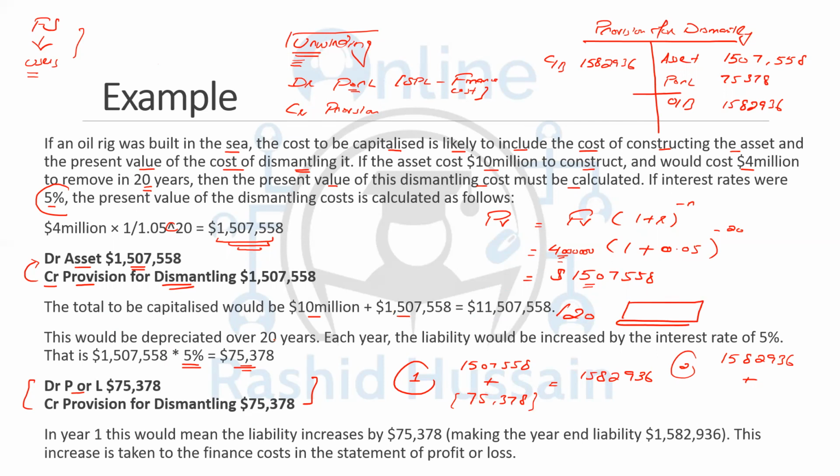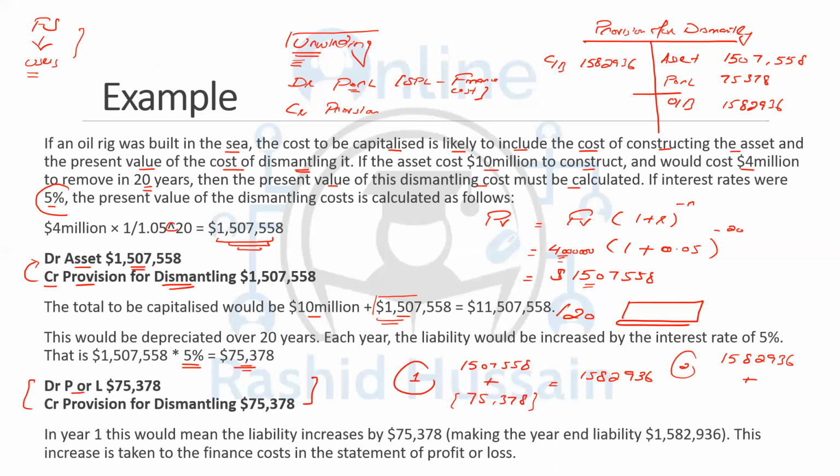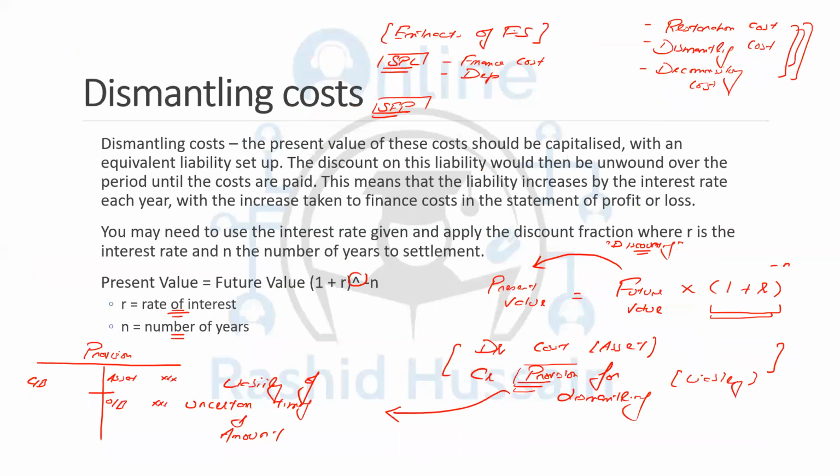So for example, if in the exam only the cost of dismantling is given, then you can depreciate only the cost of dismantling. If you have the cost of other construction as well, then you're going to club it and then depreciate it. So in the statement of profit or loss, there will be two things. The first is the finance cost, which is on the unwinding, and the second is the depreciation. So you need to remember these two things.